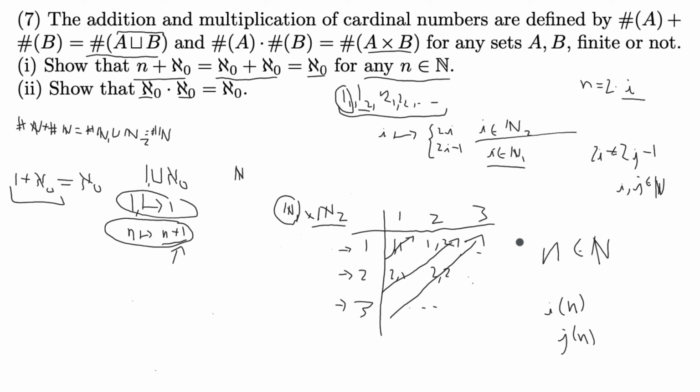With that, we'll note that we're done because we have proven that there's a bijection between these. So we've shown that the product aleph null times aleph null is equal to aleph null.